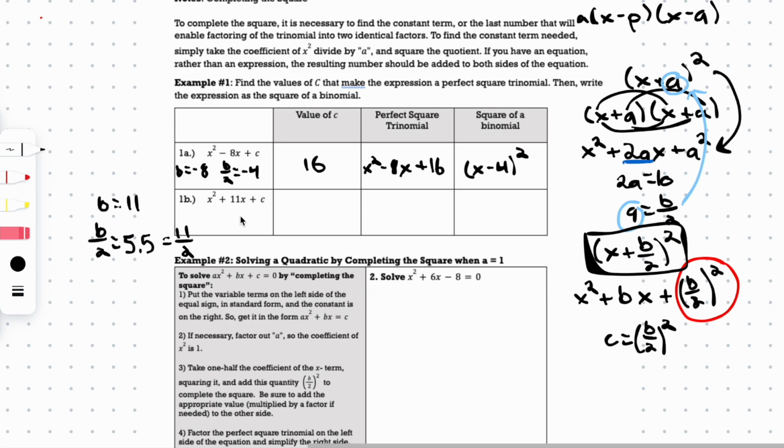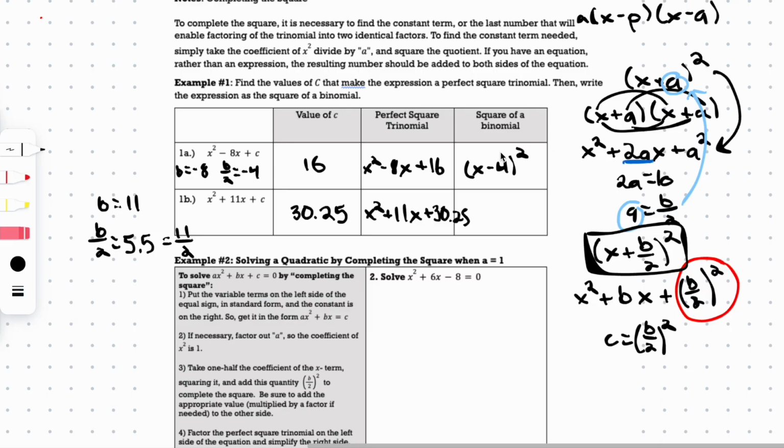And I'm just going to say c is equal to 121 over 4. Should I say that? You know what, I'm just going to find the value of 5.5 squared. One second, let me get my calculator out. 5.5 squared is going to be 30.25. So we get 30.25 as our value of c. So we're going to say x squared plus 11x plus 30.25. Okay, sorry, I went kind of over.